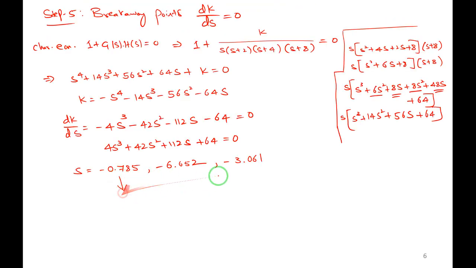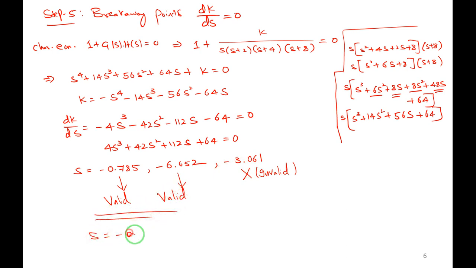These two are valid. This is a valid breakaway point and this is a valid breakaway point, and this is invalid, because it does not lie on the root locus. So these two are valid breakaway points: s equal to minus 0.785 and minus 6.652 are valid breakaway points, BAP, breakaway points.